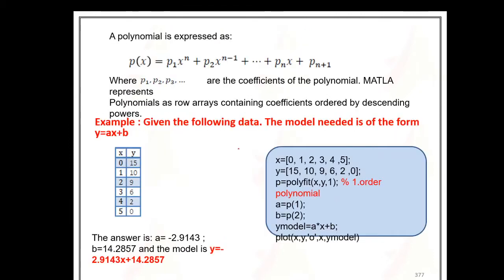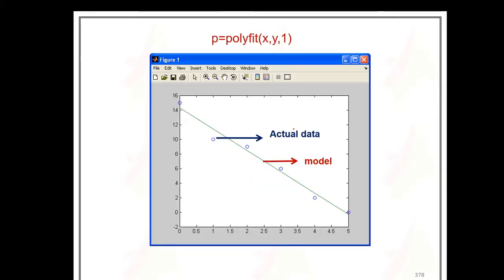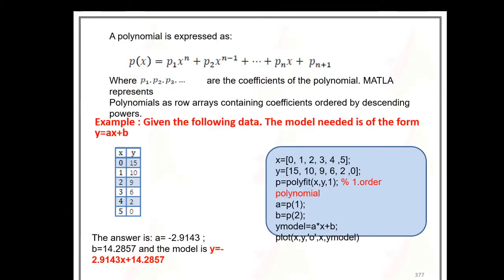That is, you can see here, I'll give the example. This is the polynomial we are going to develop from the given input and output data. The p1, p2, p3 are the coefficients. From the given data, the model needed is in the form y equal to ax plus b. This is my guess only, y equal to ax plus b.